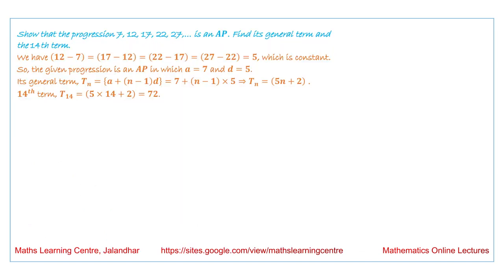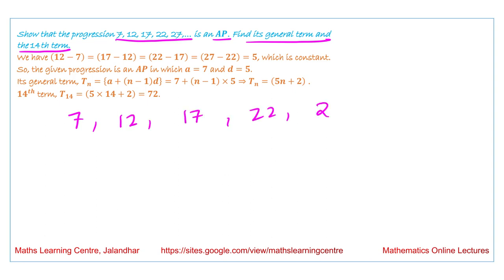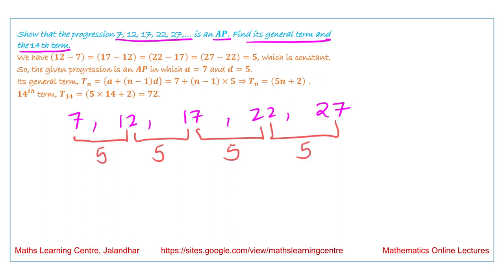Next, show that this progression is an AP. Find its general term and the 14th term. The progression given to us is 7, 12, 17, 22 and 27. If we subtract these two terms, the answer we have is 5. Each time we subtract consecutive terms, the answer is 5.